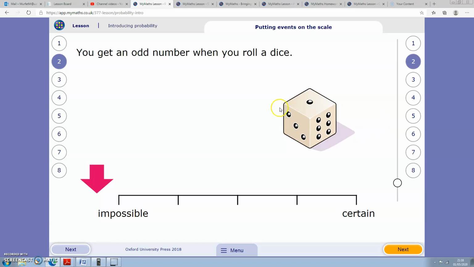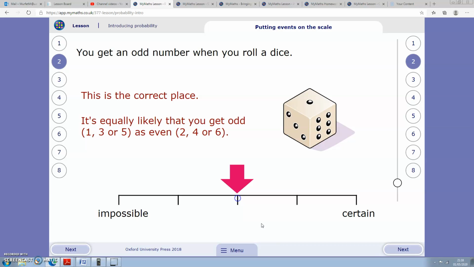Now on this one, I've got 6 numbers on a dice, and you get an odd number when you roll. So again, I could cut this into 6 pieces. But when I'm thinking odd numbers, I can have a 1, a 3 and a 5. So that's going to be half of the numbers on the dice.